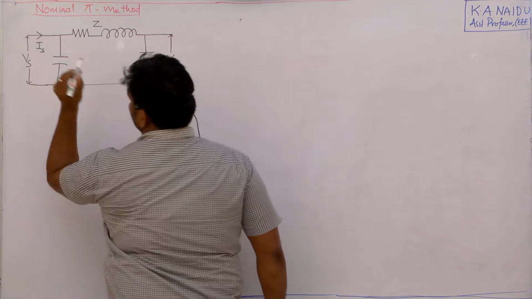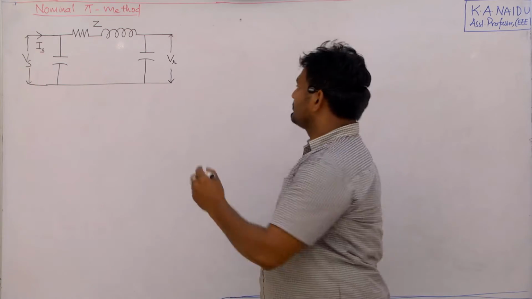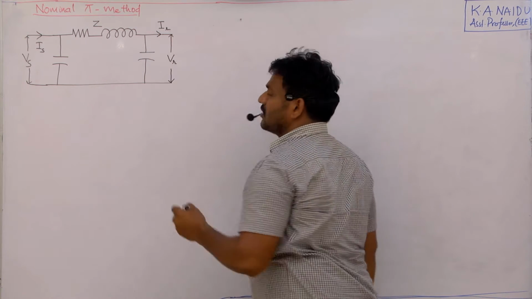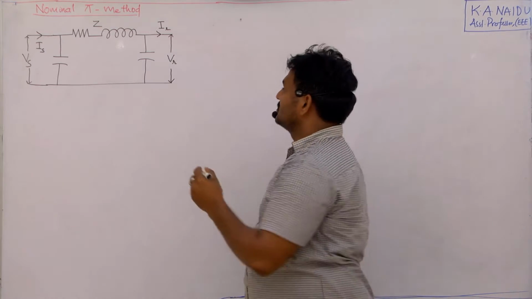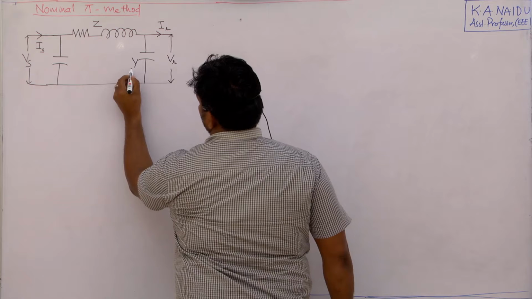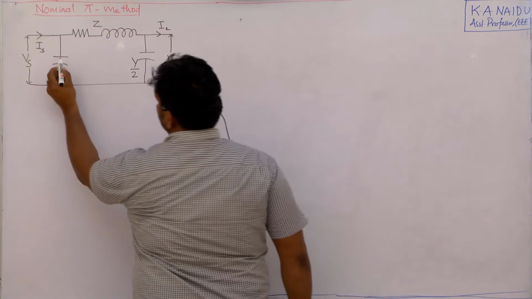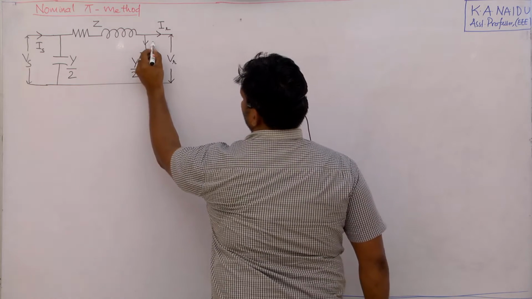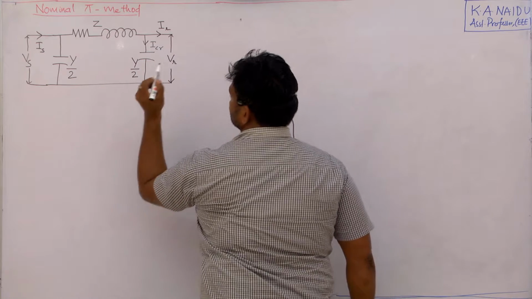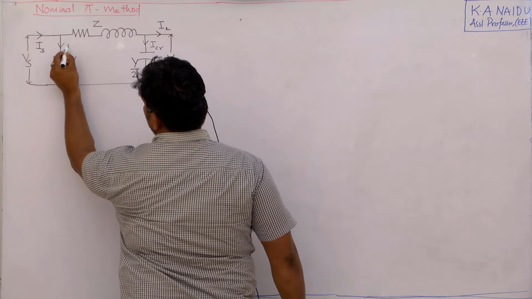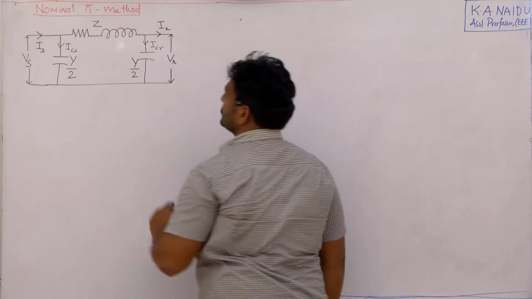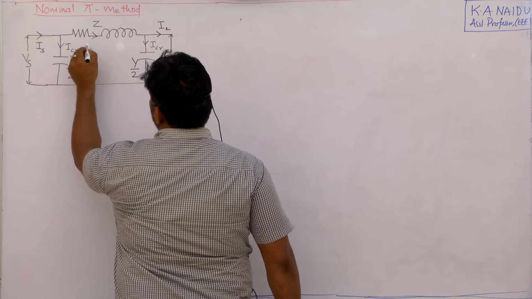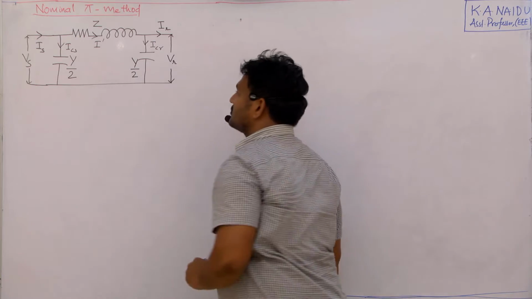Is is sending end current. IR is receiving end current. This is half admittance at the receiving end capacitor. This is half admittance of sending end capacitor. The current through this capacitor is taken as ICR. The current through this capacitor at the sending end is taken as ICS. Let us assume the current through the series impedance is I dash.